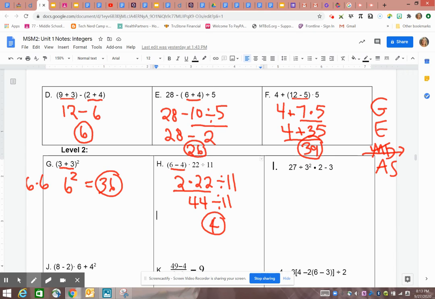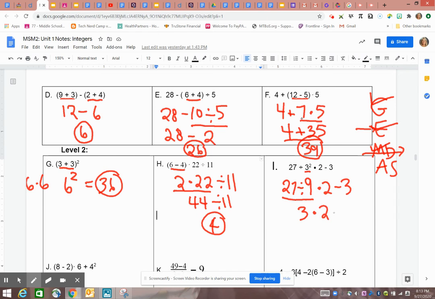Letter I. Here we've got a few things. I've got division, I've got exponents, multiplying, and subtraction. So grouping symbols are gone. We need to start right here with exponents. So 3 squared is 3 times 3, so that's a 9. So I've got 27 divided by 9 times 2 minus 3. So now, dividing, multiplying, subtraction, if I follow through my steps, exponents are done, but multiplying, dividing has to happen from left to right. So here, 27 divided by 9 is 3.